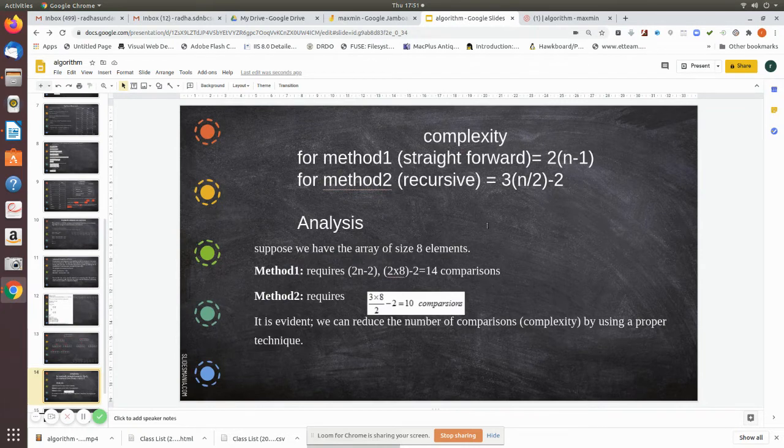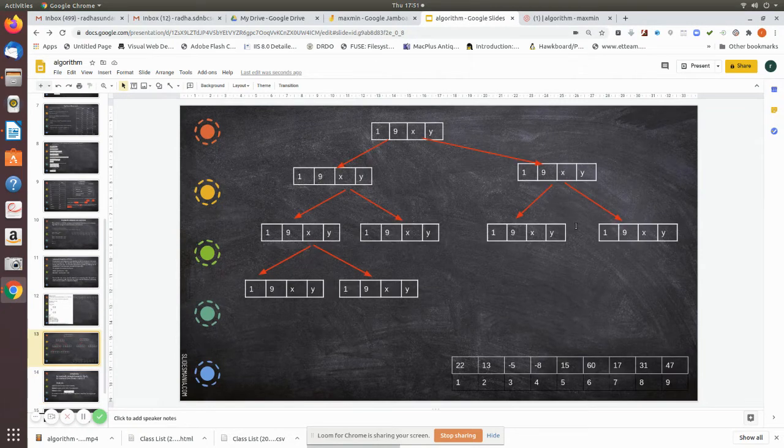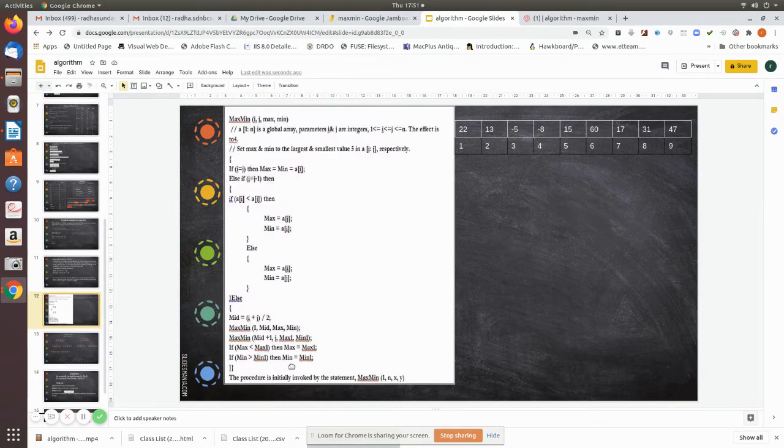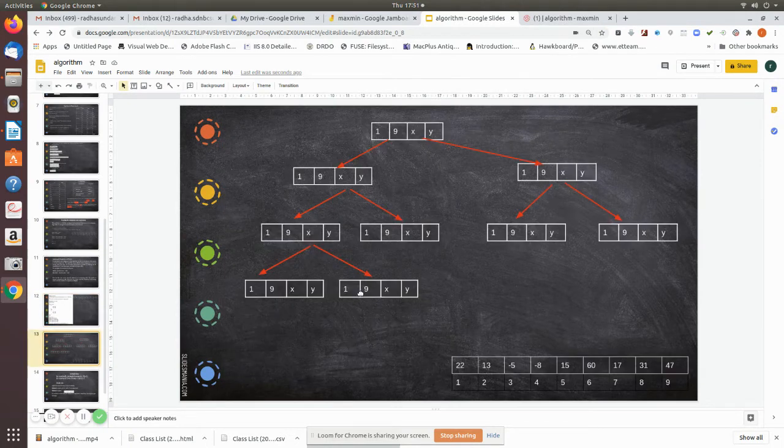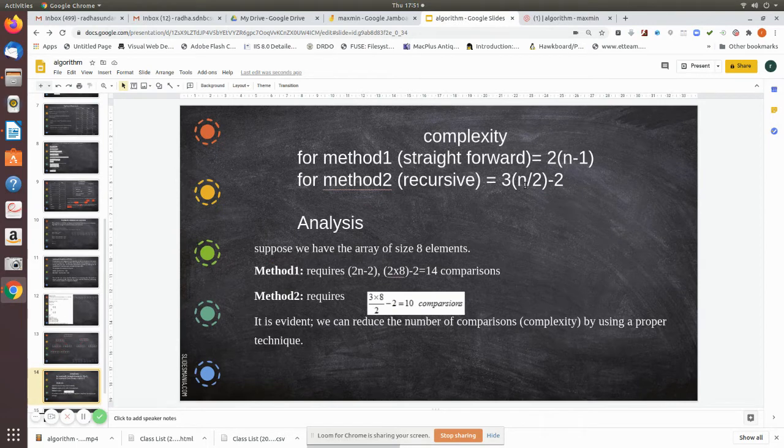for method 2, that is the recursive algorithm, you have 3 into n by 2 minus 2. This is the complexity. Suppose we have 8 elements, let us consider some 8 elements in an array. When you substitute that in the formula 2 into n minus 2, that is 14 comparisons. Whereas for this method, 3 into 8 by 2 minus 2, it is 10 comparisons only.